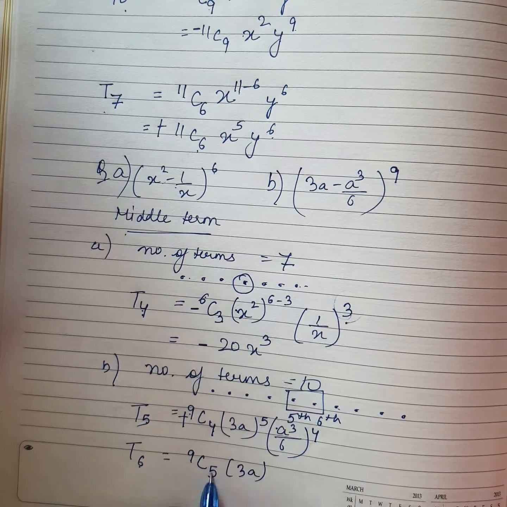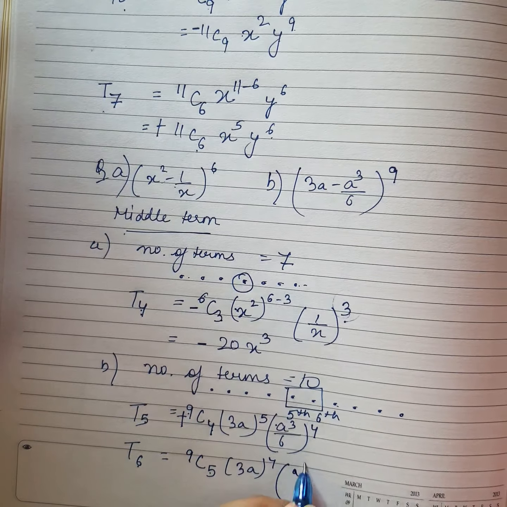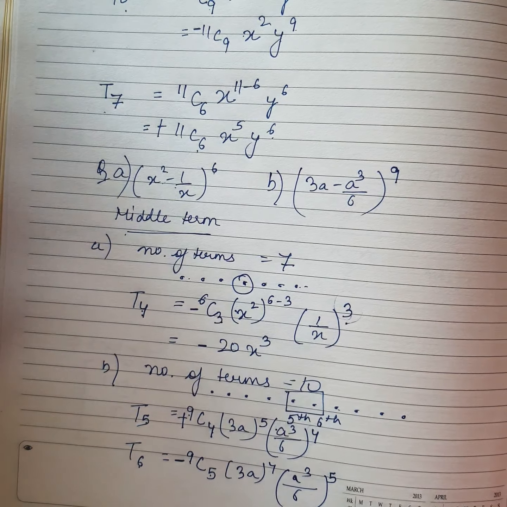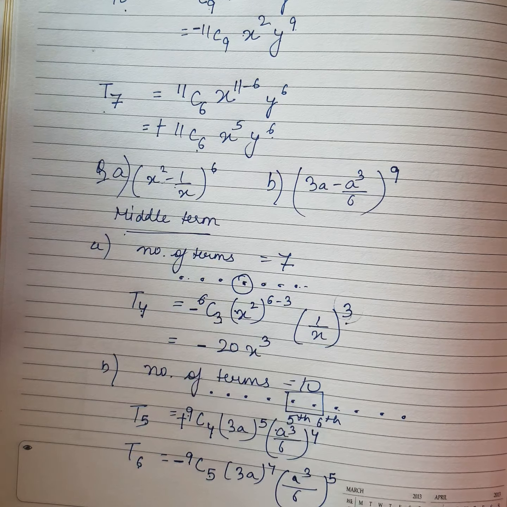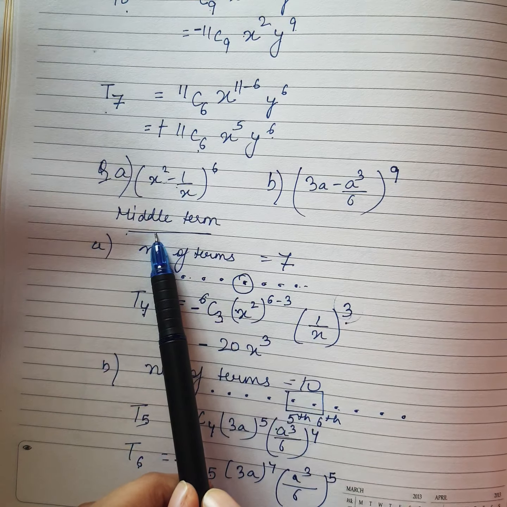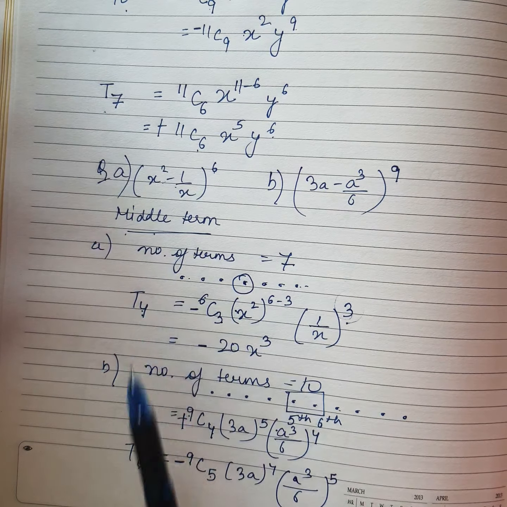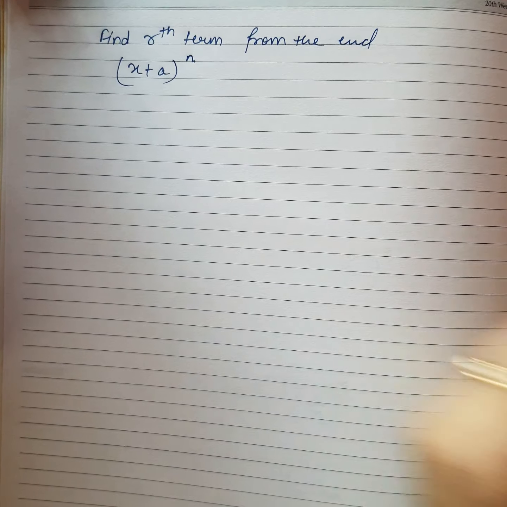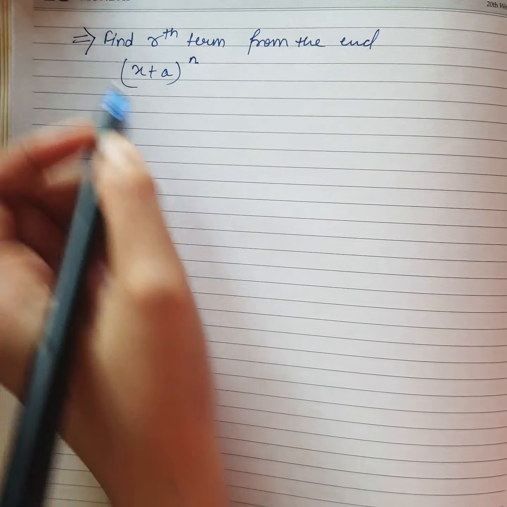First factor 9 minus 5, second factor as it is odd, negative. So I hope the two topics are clear: middle term and how to find the exact term, the nth term. Next topic is find the rth term from the end.